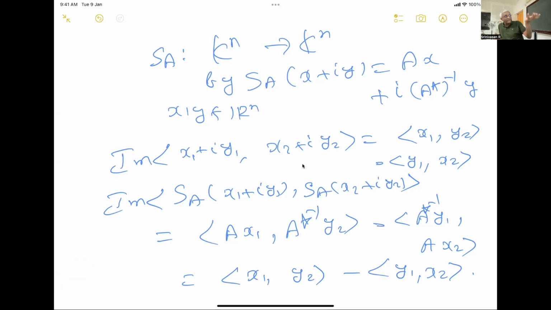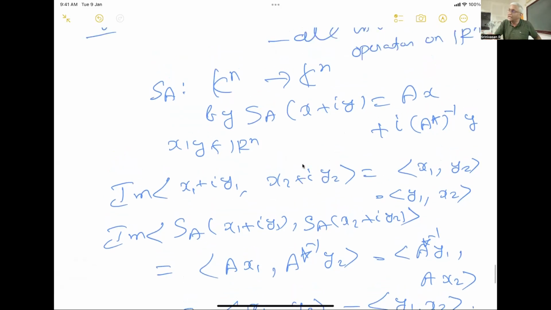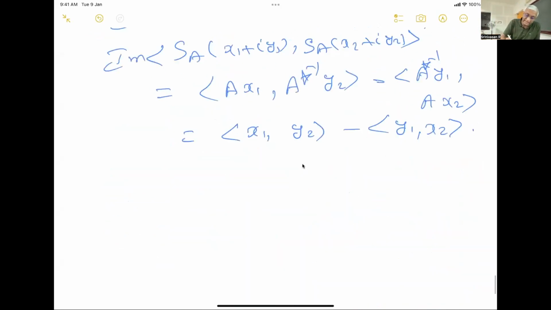So we have a lot of these, and these are all not unitary. These are not even complex linear. It will be complex linear if and only if A is a unitary. If A is a unitary, so this is an exercise you can verify. If A is any invertible operator.